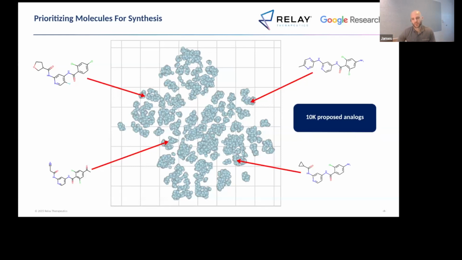This specific picture is a mapping of 10,000 analogs of a known TYK2 binder that we took the fingerprints of, embedded in a space, and then projected into 2D. So it's a little bit condensed, but it gives a general idea, and you can see some clusters of similar molecules in different spaces.